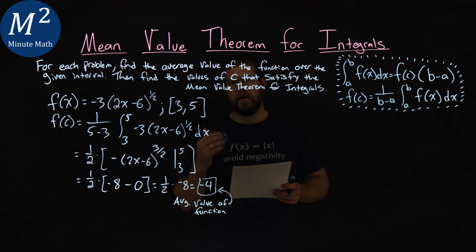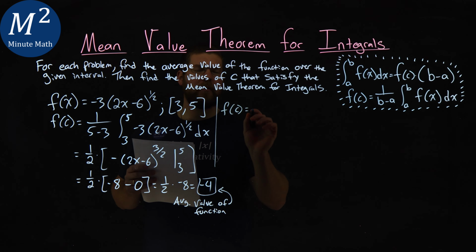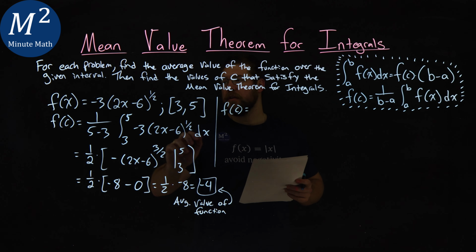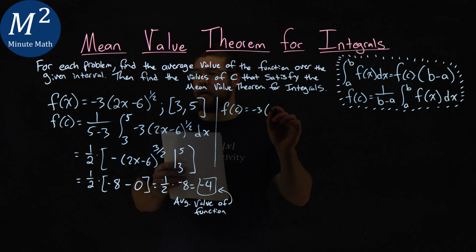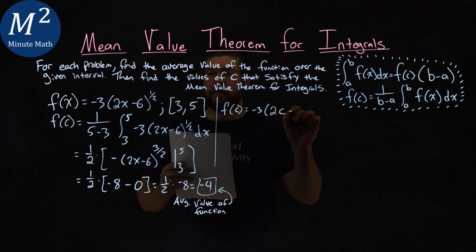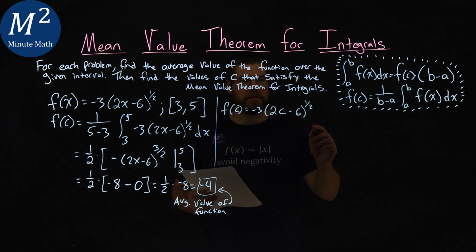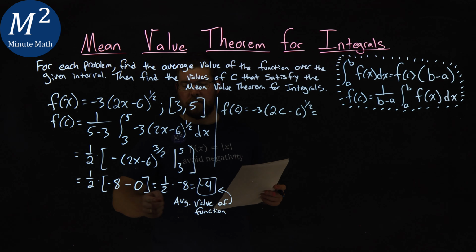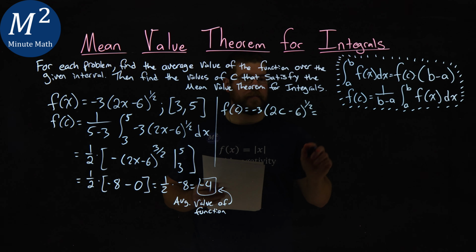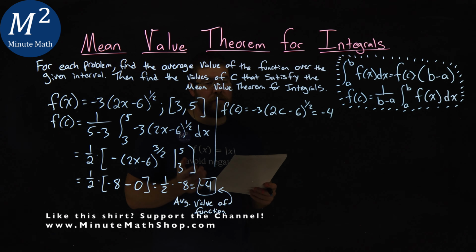Now we want to find the values of c here. So take what we know of f of c. I'll take my function and plug c into it. Negative 3 times (2 times c minus 6) to the 1/2 power. It's just substituting c in for x. But the average value we found, f of c, is this whole thing. We found it to be negative 4. So we now can set it equal to negative 4. And it's just algebra at this point.